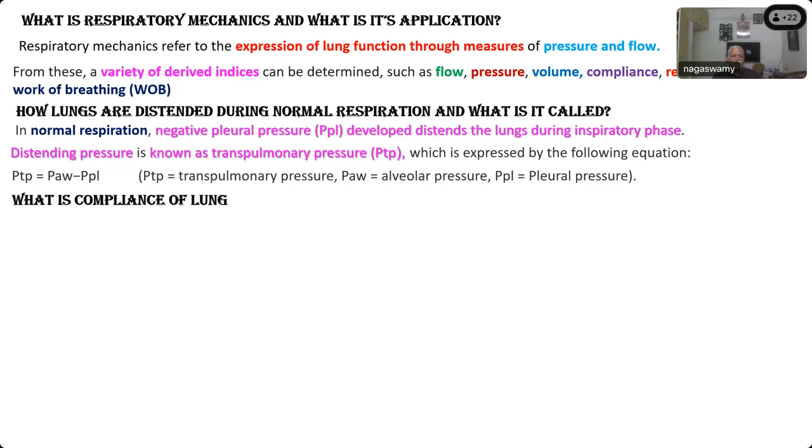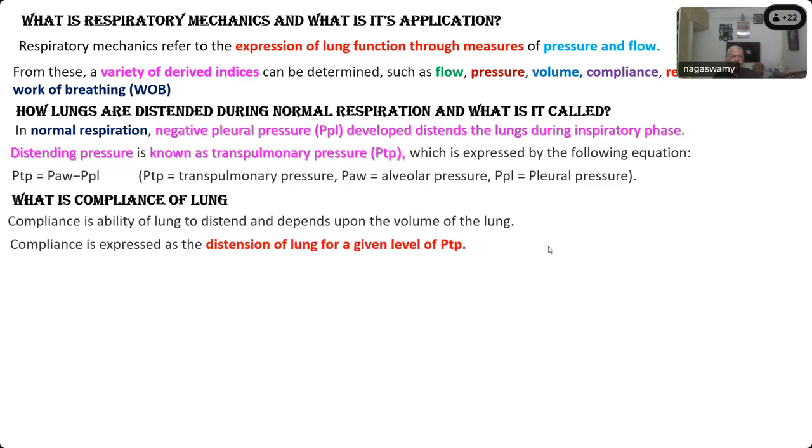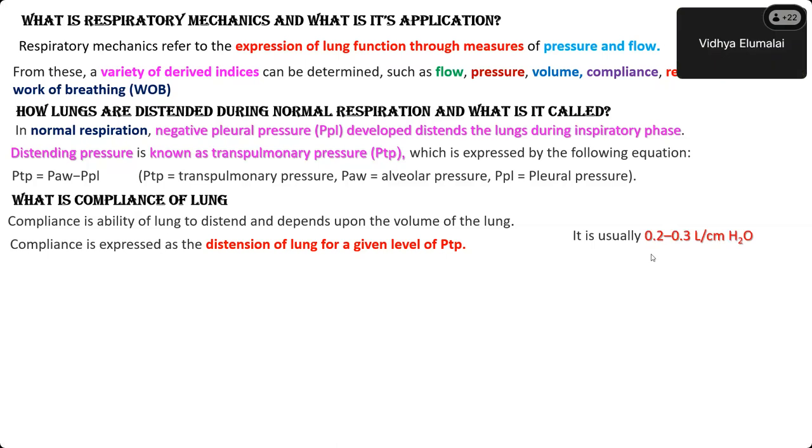So what is the compliance of a lung? How do you define compliance? Change in volume to the given change in pressure is what is called the compliance. That is, the lung is adaptable. Everything about the lung's ability to distend depends on the volume of the lung. So compliance is expressed as the distension of the lung for a given level of transpulmonary pressure.